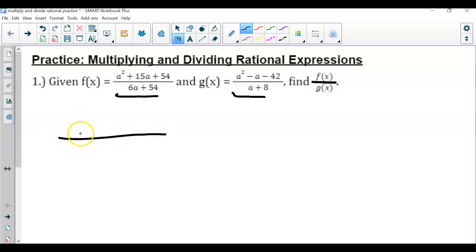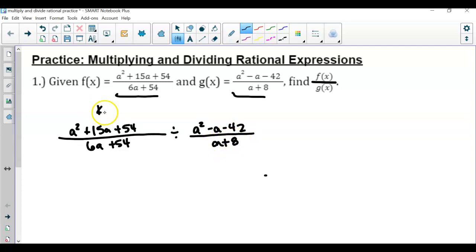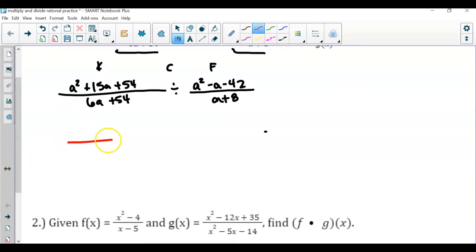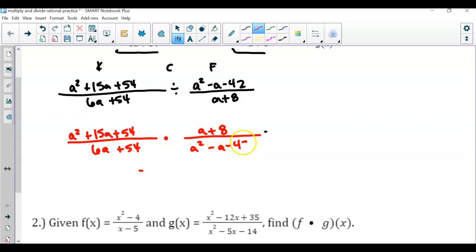So here, f of x is a squared plus 15a, and we are dividing that by g of x, which was a squared minus 4a. Now, when doing keep, change, flip, remember, keep that first rational expression when dividing. So I'm going to keep. Now multiply by flip, the reciprocal. So now it's a plus 8 over a squared minus a minus 42.